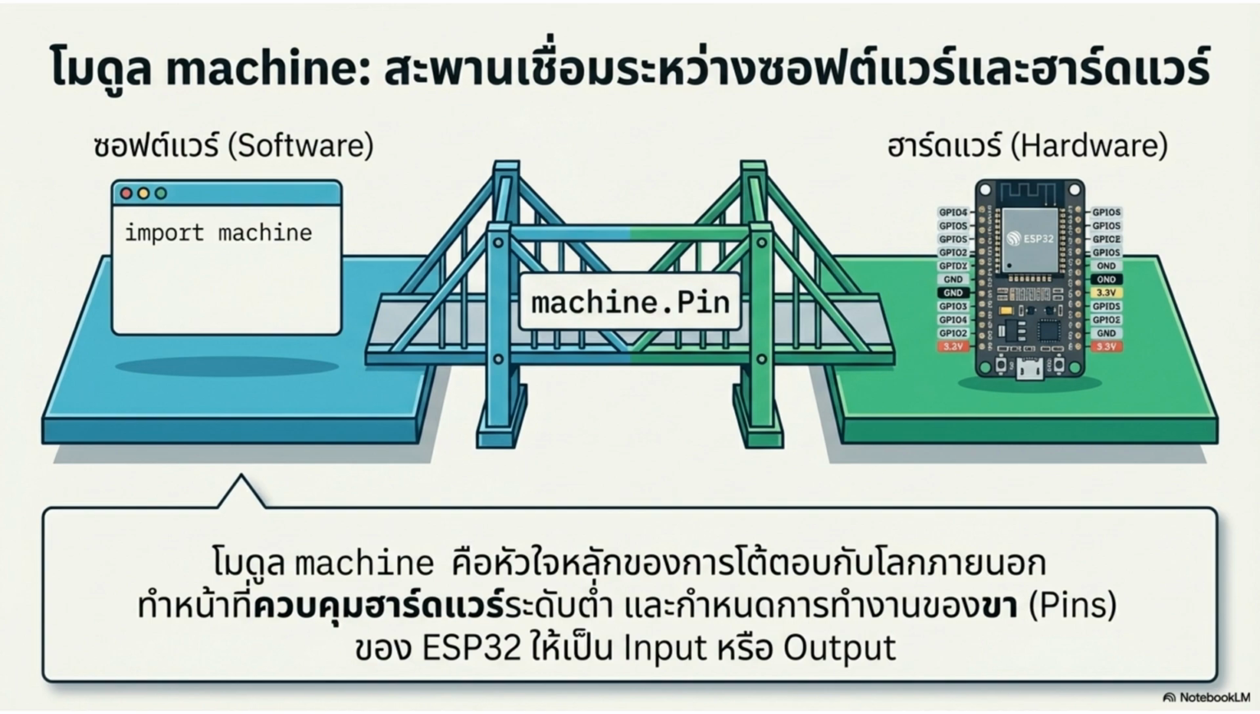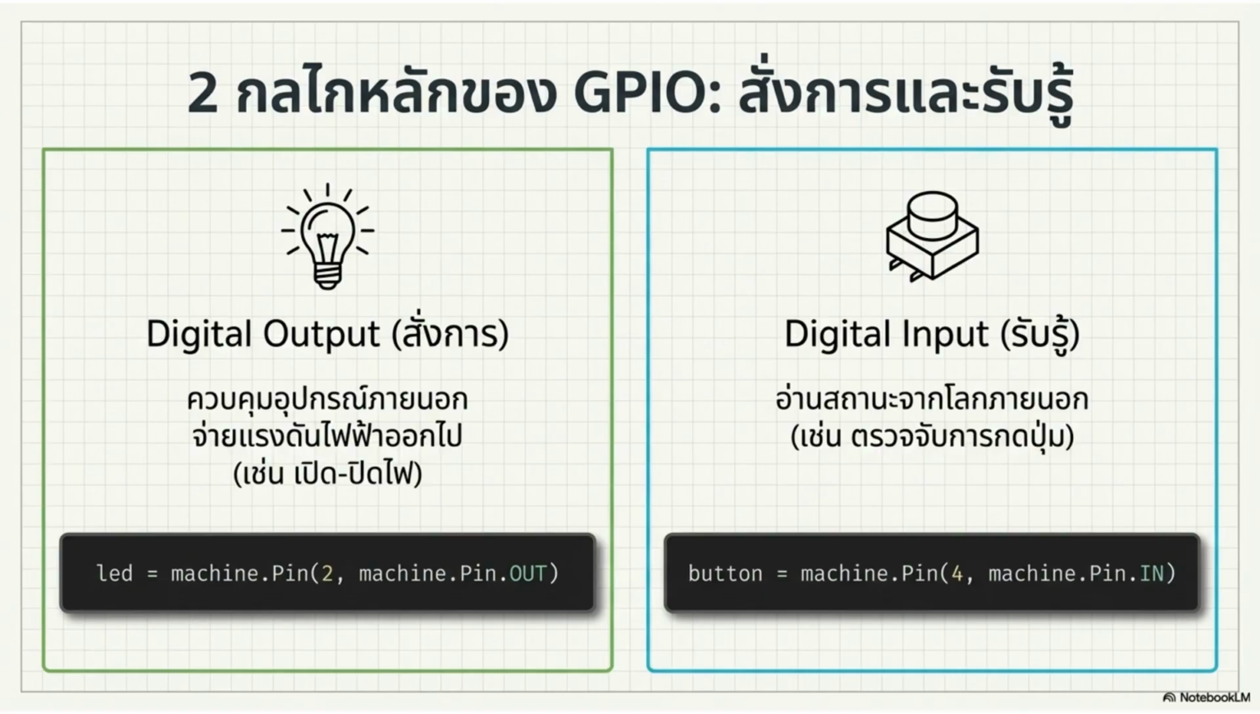The machine module acts as a bridge between software and hardware. The import machine statement is crucial for controlling low-level hardware and configuring ESP32 pins as either input or output. GPIO has two main mechanisms, command and sensing.